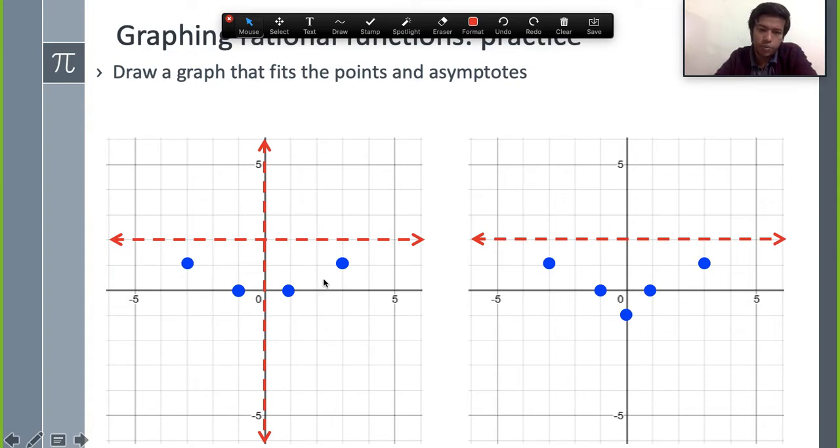All right. So here we have 2 points. Here also we have 2 points. So what will be the shape of the graph? Think about it. I will show the answer of this part now. Ta-da! This is the graph. Now you will try to draw this one.